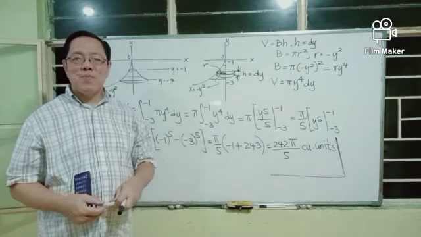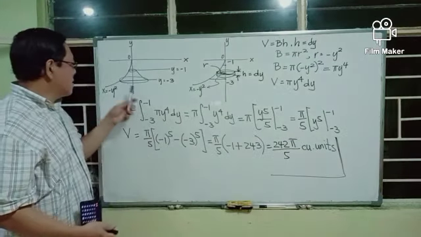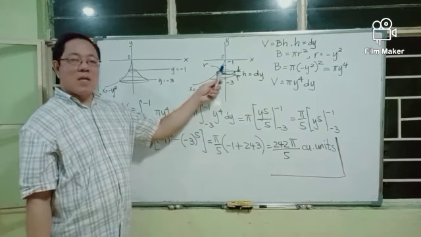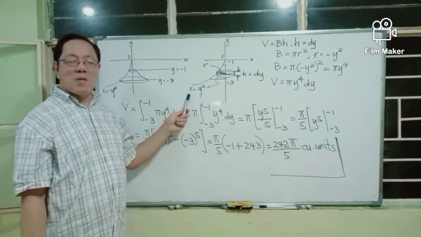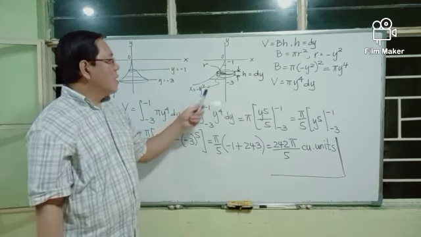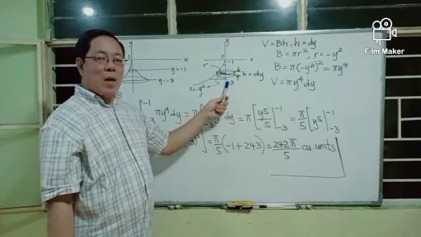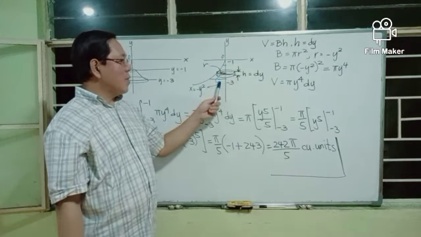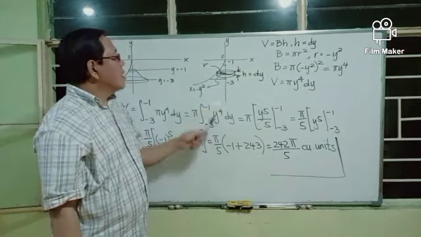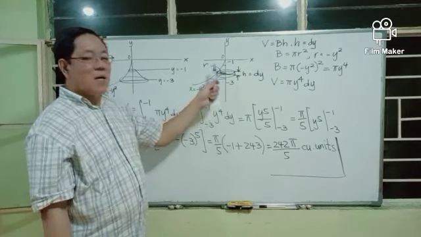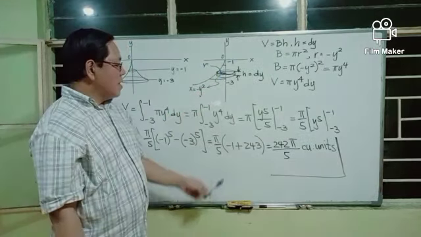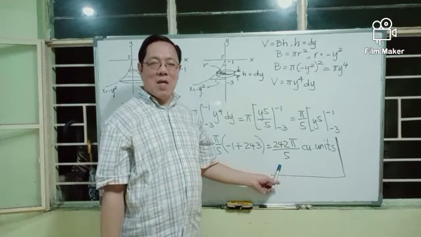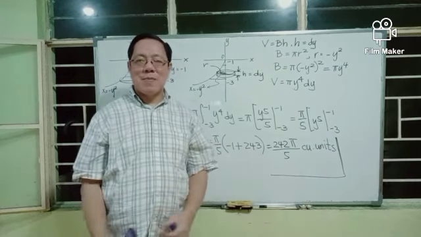Hence the volume of this solid generated by revolving the area bounded by this parabola with equation x equals minus y squared, bounded by this part of the y-axis, the line y equals negative 1 and the line y equals negative 3, by revolving that area about the y-axis, is 242 pi over 5 cubic units.